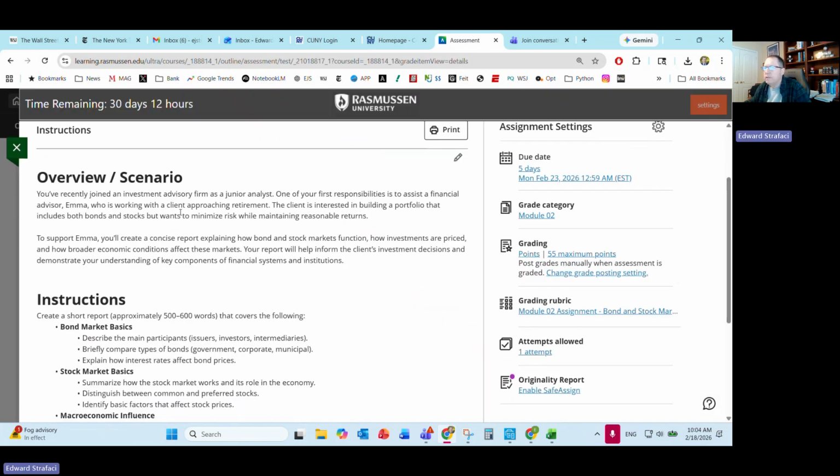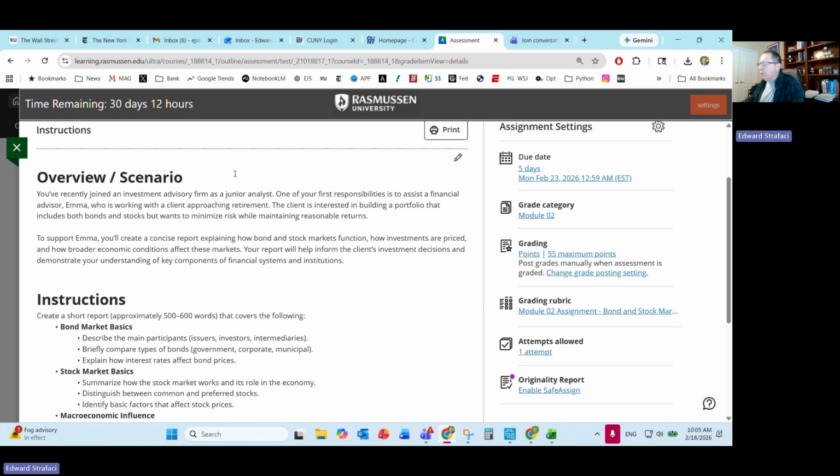You've recently joined an investment advisory firm as a junior analyst. One of your first responsibilities is to assist a financial advisor, Emma, who is working with a client approaching retirement. The client is interested in building a portfolio that includes both bonds and stocks, but wants to minimize risk while maintaining reasonable returns. To support Emma, you'll create a concise report explaining how bonds and stock markets function, how investments are priced, and how broader economic conditions affect these markets.